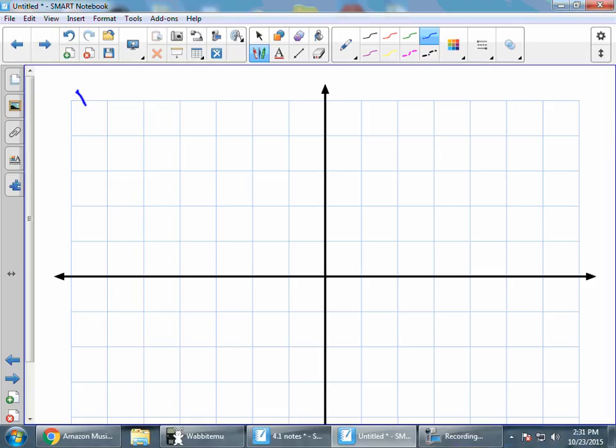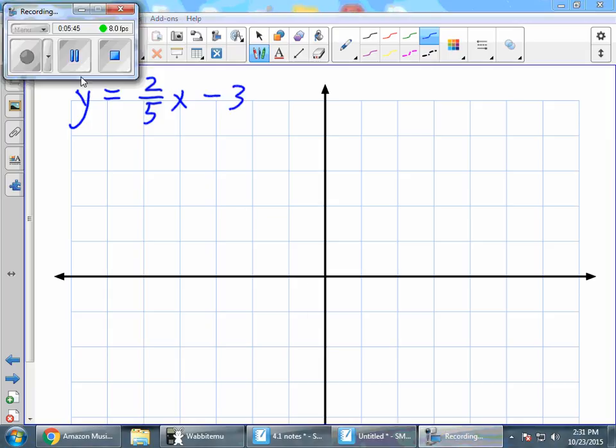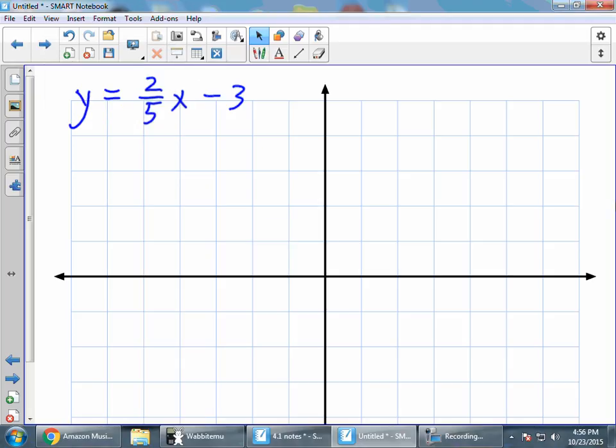Our equation could be y equals, let's do a positive one this time, positive 2/5 x. And let's see, we did plus 3 before. Let's do a minus 3 this time just to compare the two. Cool. Okay, I had a little delay there, so we're back up and running now. So let's say that you are given the equation y equals 2/5 x minus 3.